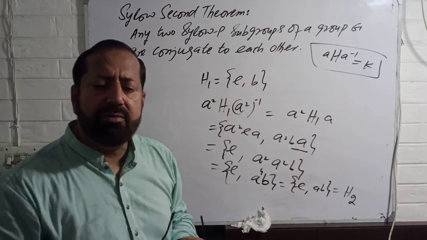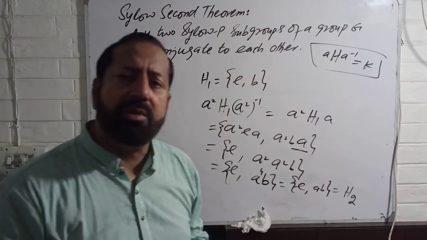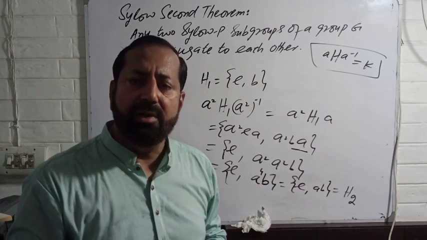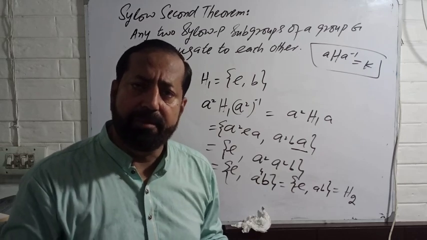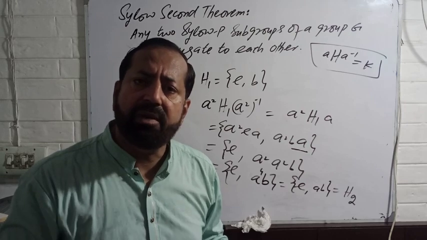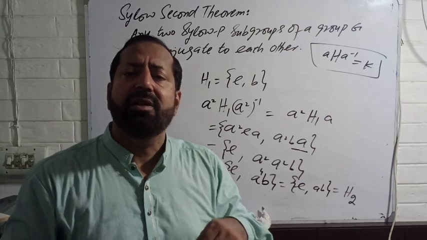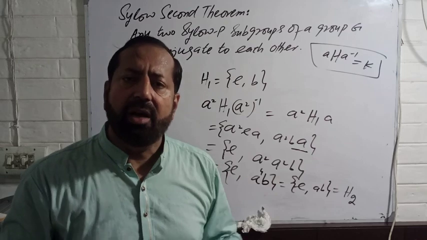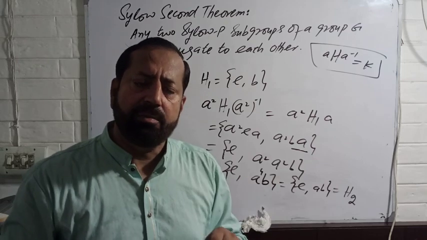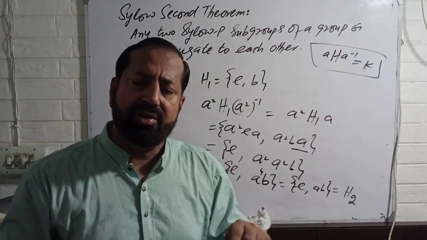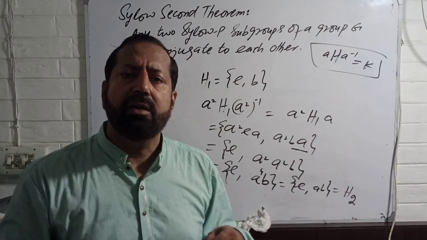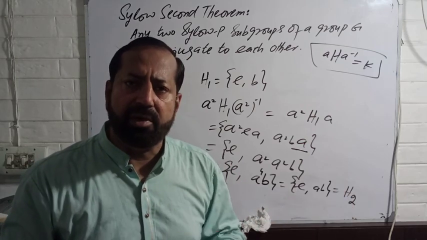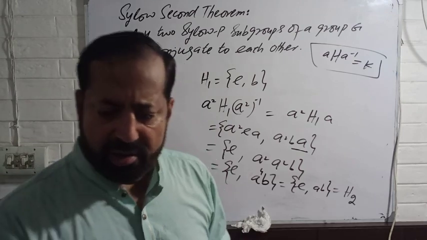This means that you can have more than one Sylow P subgroup, but remember, corresponding to a fixed prime P, whatever the number of Sylow P subgroups, they must be conjugate to each other. I mean to say, from one Sylow P subgroup, you can always establish the second one by pre and post multiplication with A and A inverse respectively.